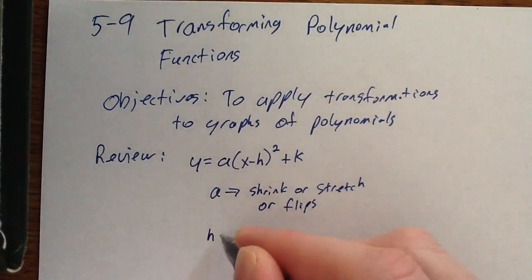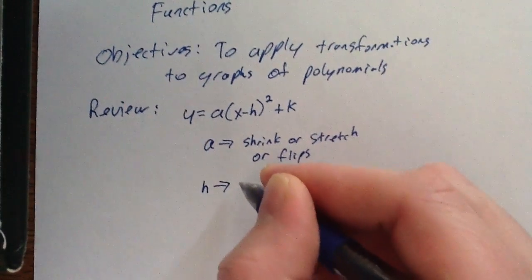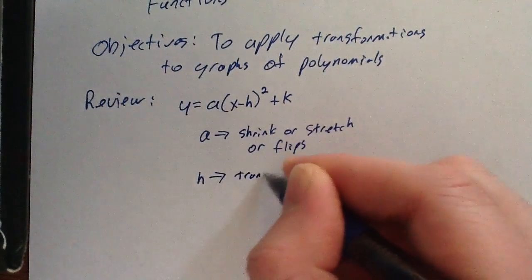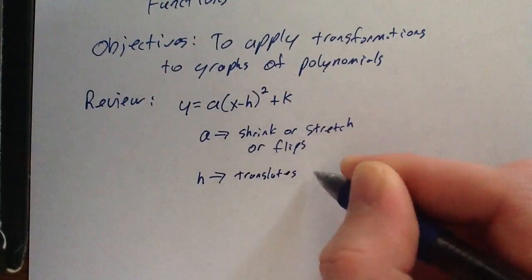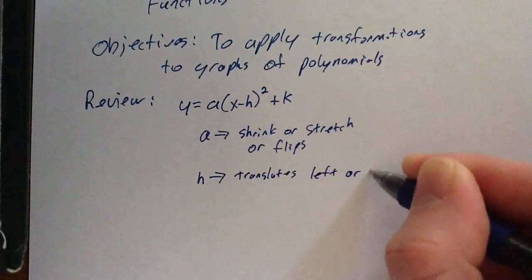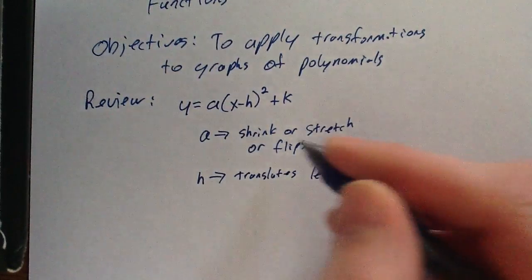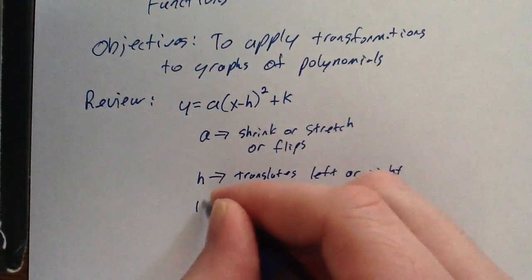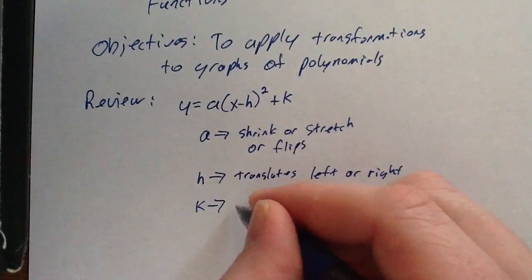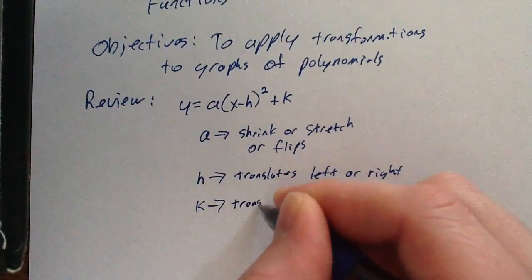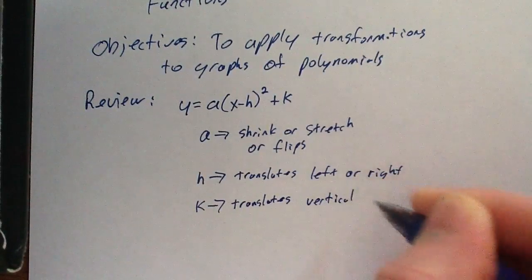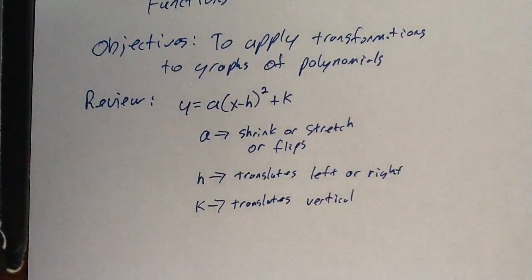The h variable shifts our left and right, so that's our translations. And remember, in our basic formula, it is minus h, so it's always opposite. And then our k is our vertical translation. So remember, positive k makes it rise up, negative makes it go down.